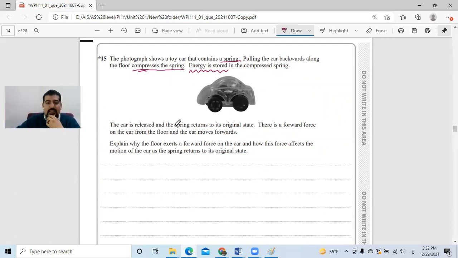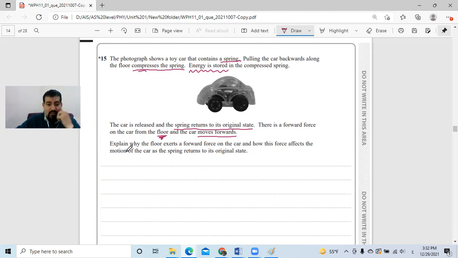The car is released and the spring returns back to its original size. There is a forward force on the car from the floor, and the car moves forward. Yes, from the floor. Thank you.